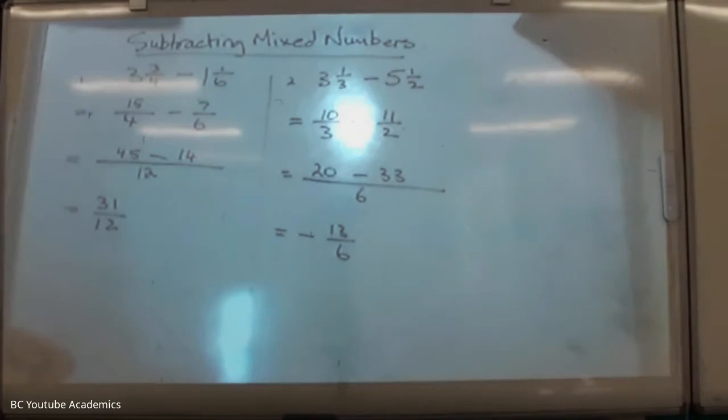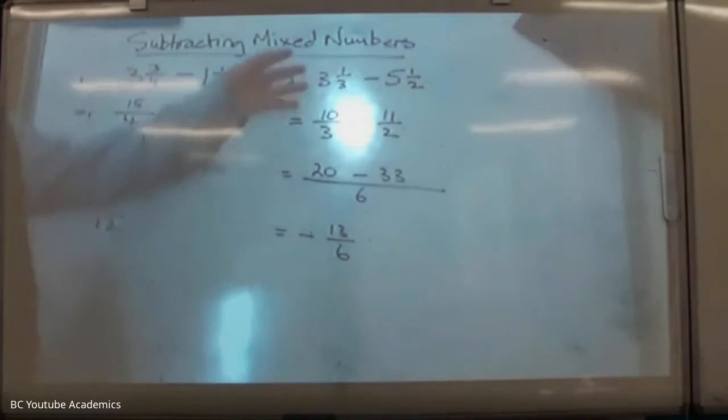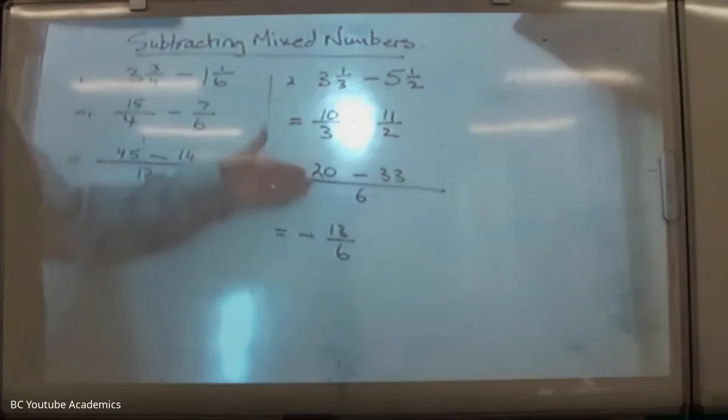So in all of these questions, change the mixed numbers to top-heavy improper fractions, and then find the common denominator. Do the operations at the top.